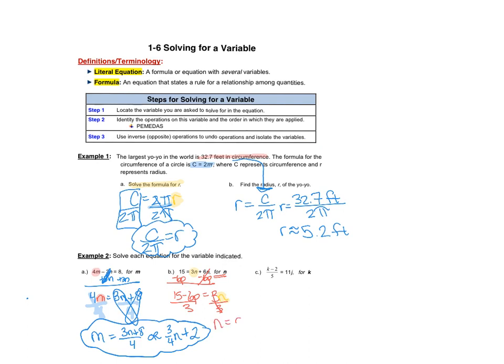So 15 divided by 3 is 5, and negative 6 divided by 3 is negative 2 with the p. So 5 minus 2p would be the final answer for that one.